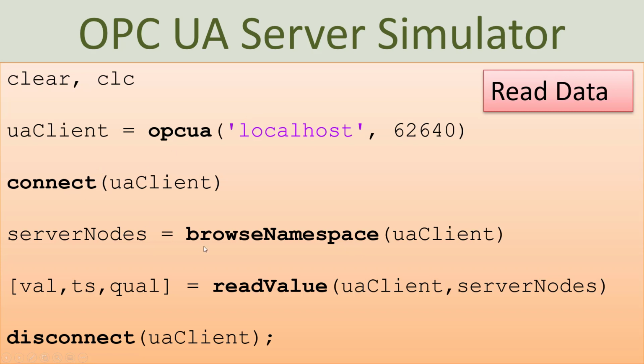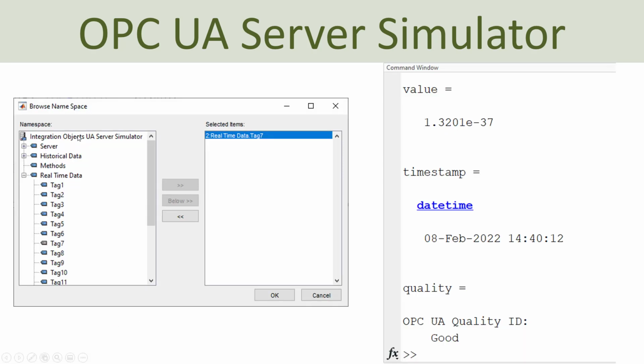We connect, we use the browse namespace in order to find the specific tag we are going to use. Then we can read value and finally disconnect from the server. And it will look like this. Using this browse namespace, this will pop up where you can select among the available tags on the server on the left side, and then you just select the tag you want to use, put it to the list to the right, and then within the Matlab environment we are going to read the value from the server like this.